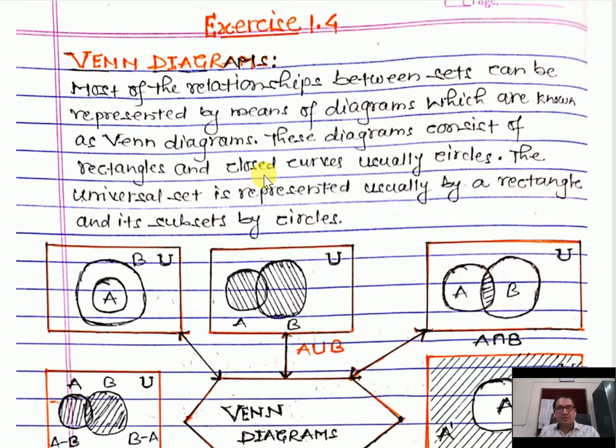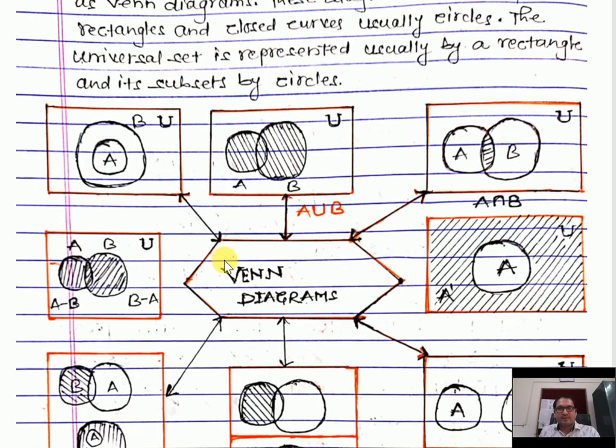We can represent it through diagrams. That is called the Venn diagram. Most of the relationships between sets can be represented by means of diagrams, which are known as Venn diagrams. These diagrams consist of rectangles and closed curves. Closed curve means we usually take a circle. The rectangle represents the universal set and the circle represents subsets.